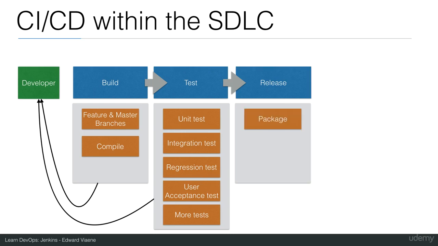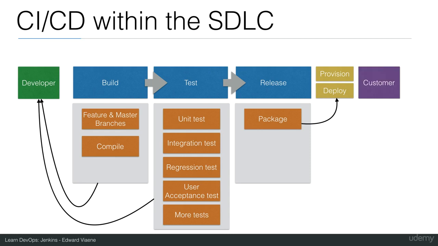First, to release the software, it needs to be packaged. It can be packaged in an archive, in a zip, it can be packaged in a container, in a VM. It really depends on the project how you want to package it. Once it's packaged, we can provision servers and we can deploy our software on the servers. So we're going to deploy our package to a Windows server, a Linux server, or to a device. And then the customer will be able to use our application.